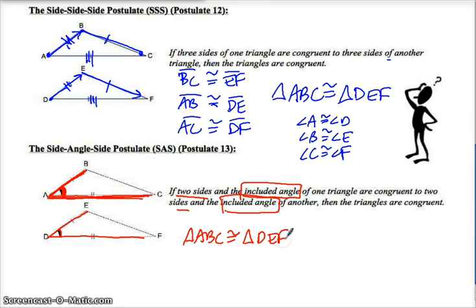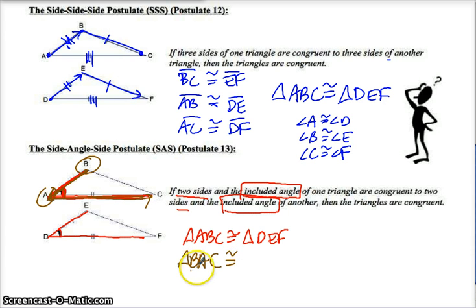Now, do we have to write these letters in this order? Did I have to write ABC and DEF? No. I could have followed this pattern. I could have said I'm going to go side, angle, side. So I'm going to start with the letter B. So triangle B, and then I go to letter A, and then I go to letter C.